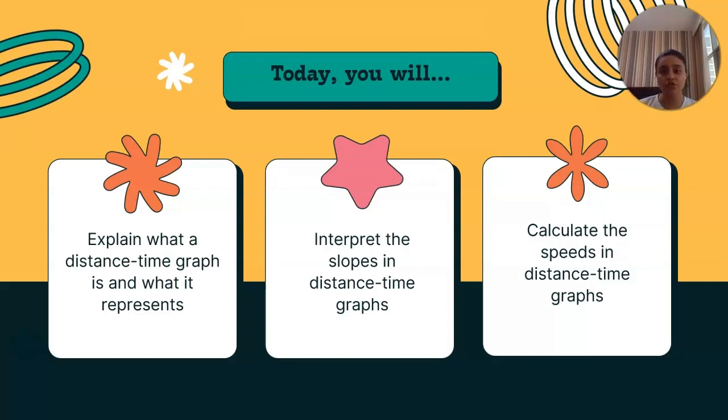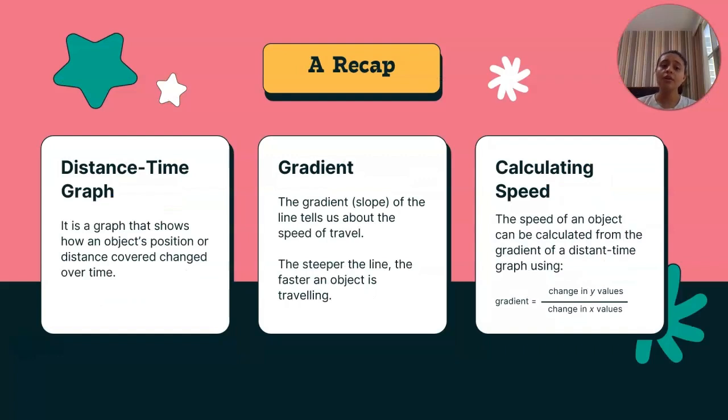What are the slopes which come in the distance time graphs? How are these slopes observed? What are these slopes known as? Okay, how steeper the slopes are we are going to study in these graphs. And then we are going to calculate the speeds in the distance time graph. So in reference to the graph, we are going to see how we calculate the speed. Okay. So distance time graph.